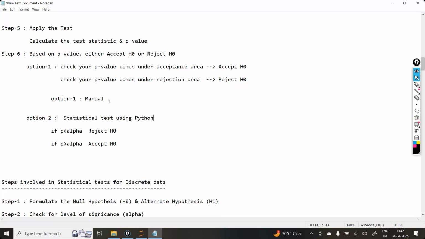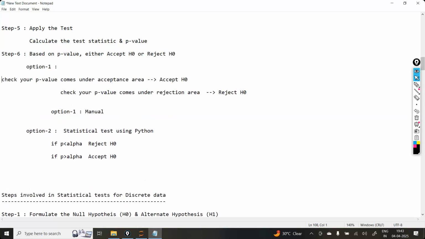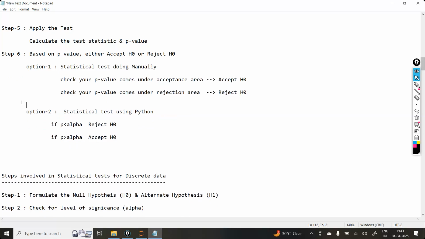When you are doing the statistical tests manually, to accept or reject the null and alternate hypothesis it is better to go with this option: check whether your p value comes under the acceptance area or rejection area. Statistical test doing manually, go with this. Write this in the notes clearly, guys.